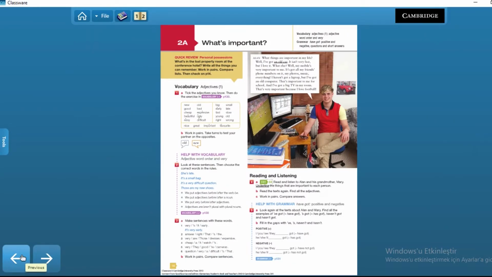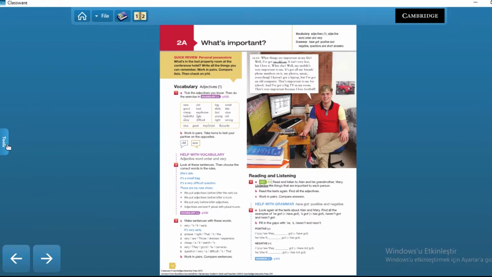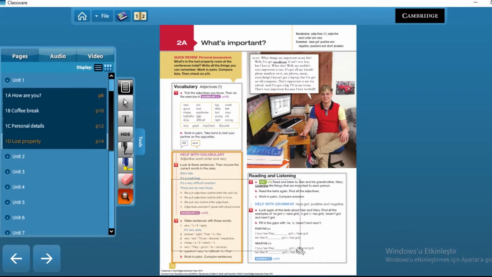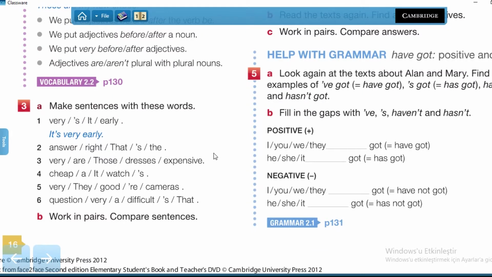The questions on here. Before we start, let's look at 3A. And these adjectives make sentences with these words. Let's get back to adjectives again. And we put them in the right order. These words are mixed, and we are going to put them in the right order.